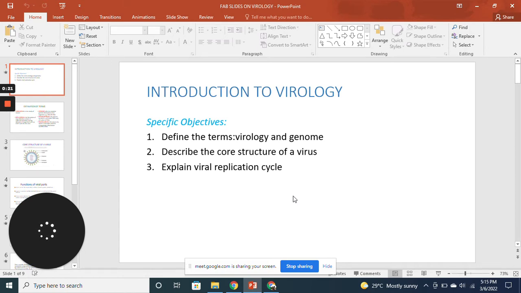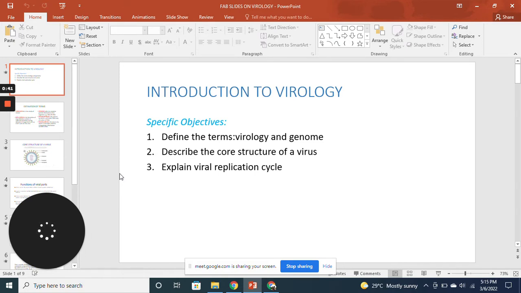Welcome to our Microbiology 2. Our topic today is Introduction to Virology, and our specific objectives are three for today. The first objective is to define the term virology and the genome.